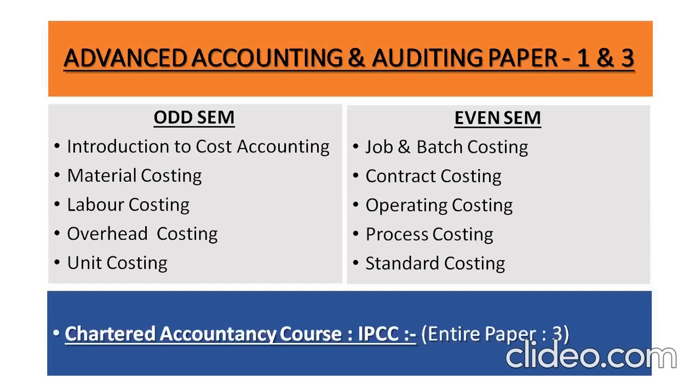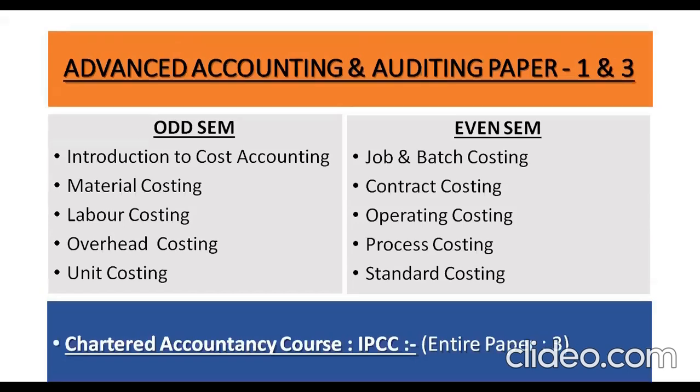Next is contract costing. For example, if you are studying a construction project, then how we are going to cost the particular project will be covered under this topic. Third is operating costing, in which we are going to focus more on the service sectors. Then comes process costing, and last is standard costing. Standard costing basically talks about whether your actual performance is going as per the standard or not. Then we are going to find out the reasons for the same.